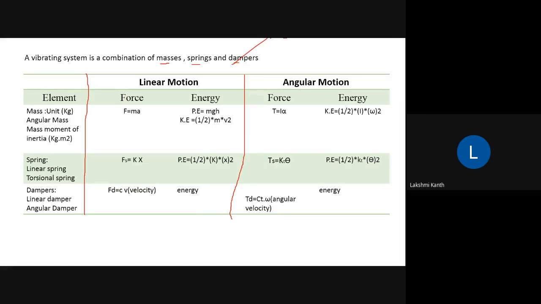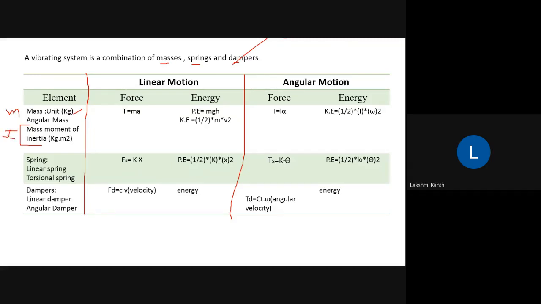Coming to the motion point of view, in general there are two types of motion. One is linear motion, the translation type of motion, straightforward. The other is angular motion. Here, if it is a mass, we are all familiar with it, the unit of mass is kg in the SI system, which we follow every time. If it is angular mass, meaning mass in rotational motion, we treat that mass in terms of the mass moment of inertia. So this is the mass in terms of linear motion, and this is the mass in terms of angular motion.